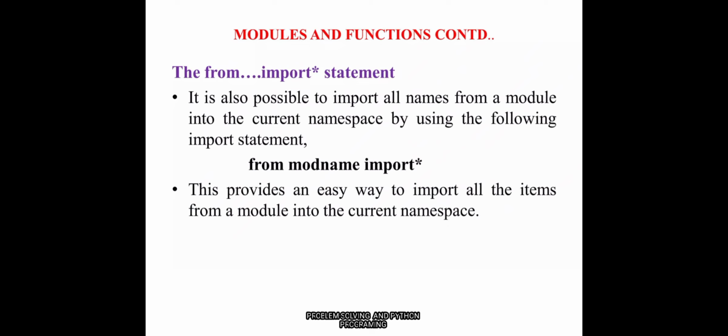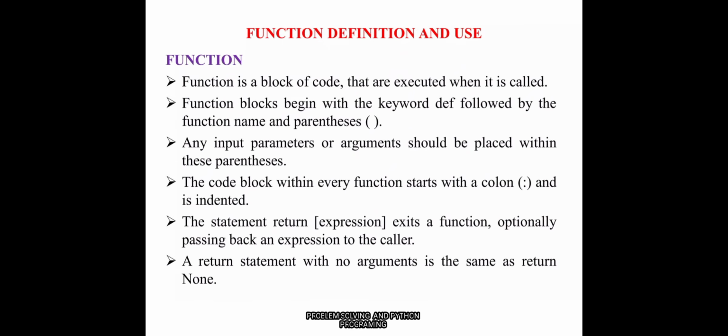Then the next one is about the import star statement. I'm going to import all the names from the module into the current namespace. Then I'm going to import that value. So many items can be added into the current namespace. The next one is about the function. The function is nothing but a block of code that can be executed when it is called. Here the function block begins with the keyword def, and this one we'll see in the next part.